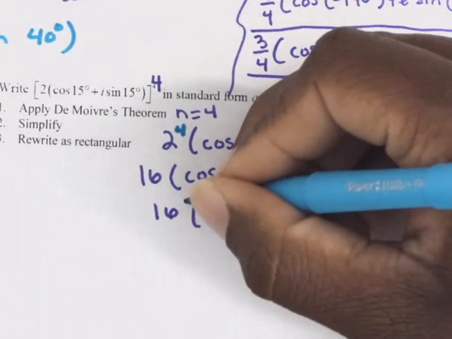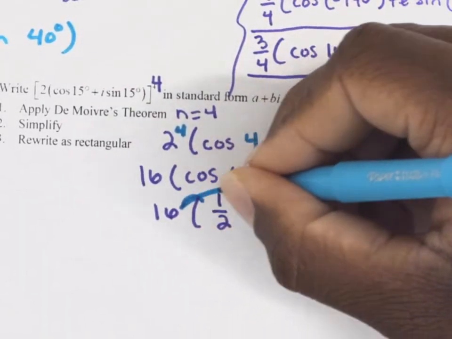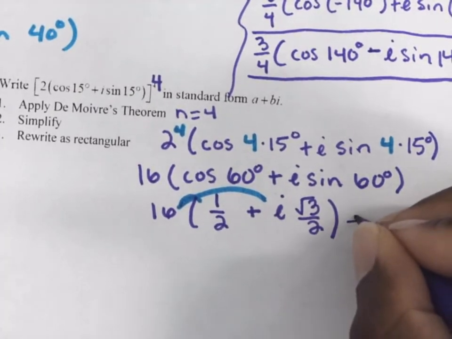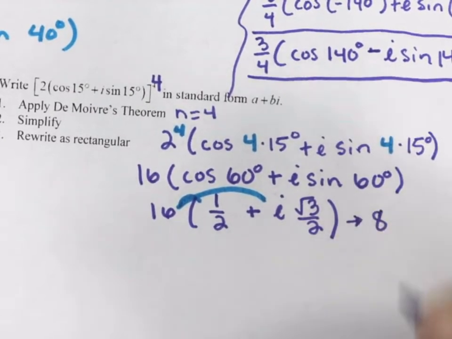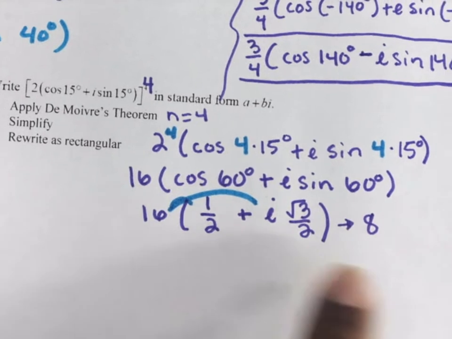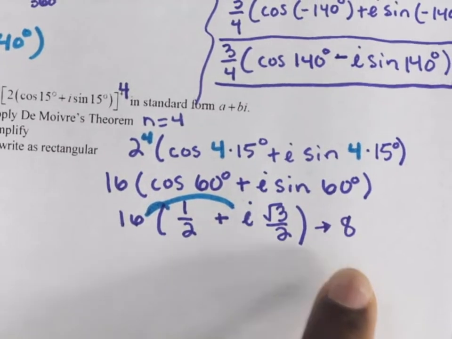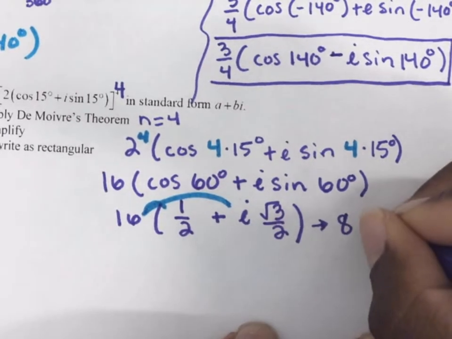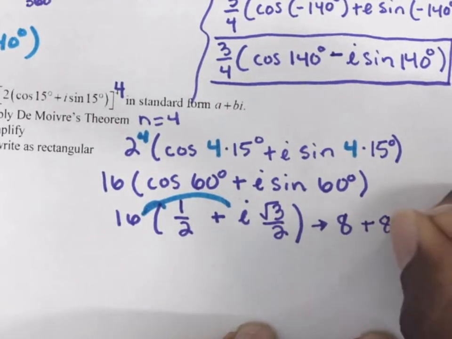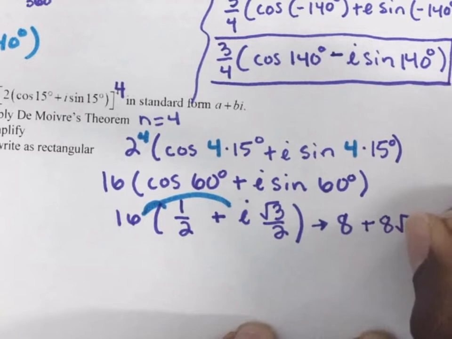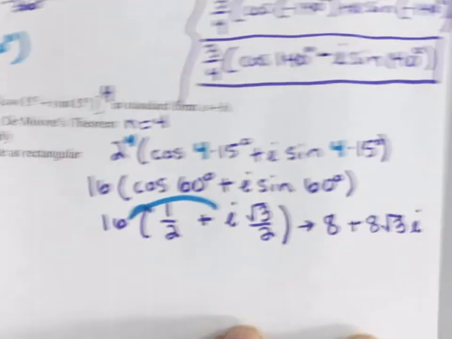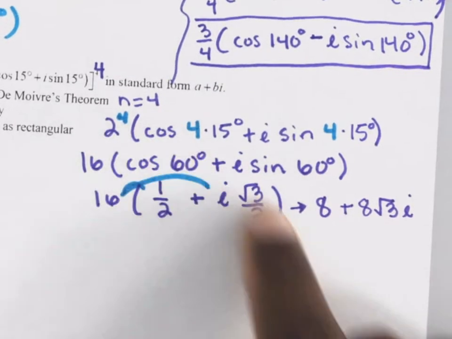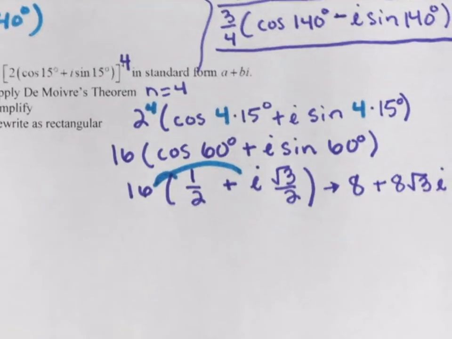I'll distribute the 16. Yep, my first term would be just 8 because 16 divided by 2 is 8. And over here I would get 16 divided by 2 again, which will be 8 root 3, and then I need my imaginary unit. You did that. And you could probably put it at the front. I just like to put mine at the back.